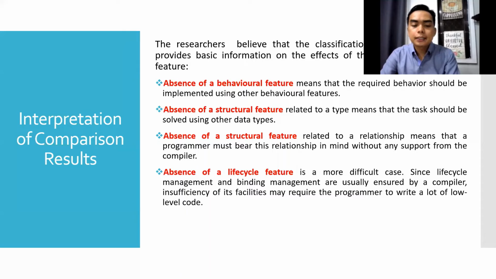According to the researchers, the classification used in the study provides general guidance on the consequences of the absence of particular features. First, the absence of a behavioral feature means that the required behavior should be implemented using other behavioral features. So obviously, it is always possible, but may require extra code, often but not always. This code may be componentized into a separate function and reused. Many such examples may be found in the popular libraries and frameworks.